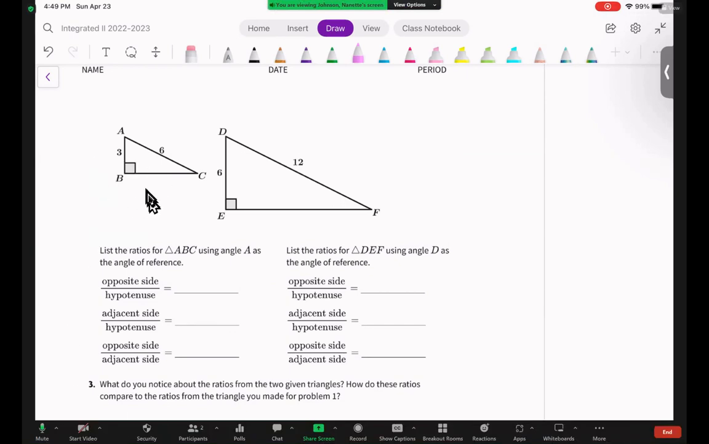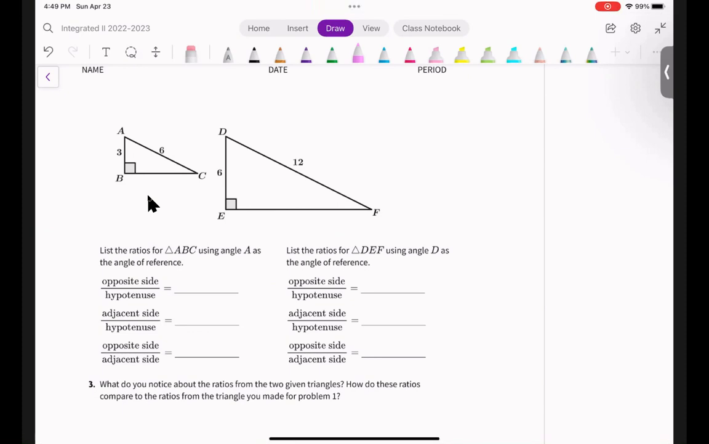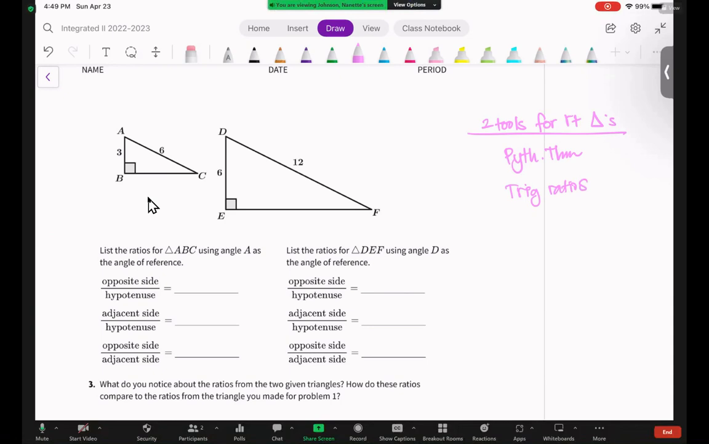Whenever we're doing these things, whenever you see a right triangle, there's two tools that you are going to use over and over again. Whenever you see right triangles, your two tools for right triangles are the Pythagorean theorem or your trig ratio. Now, today is the first day, trig ratios. Today is the first day that you're actually learning trig ratios. So if you're like, I didn't know that, now you do.